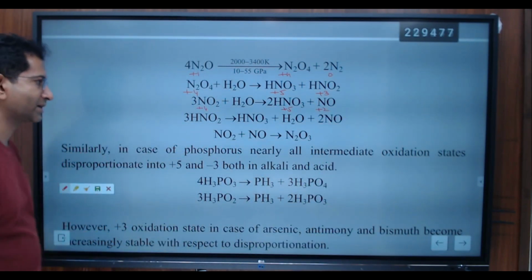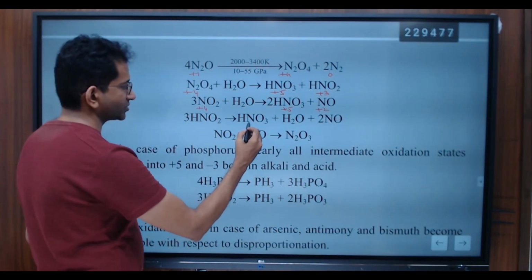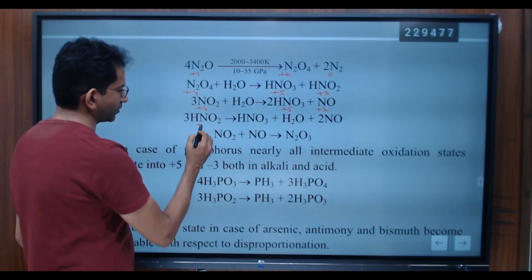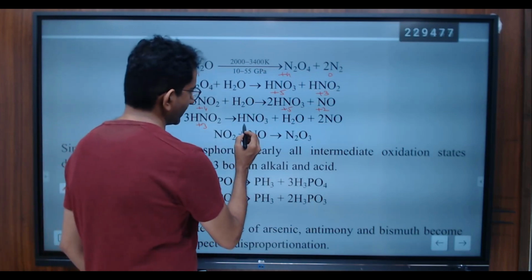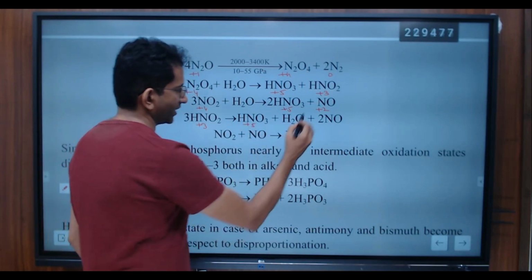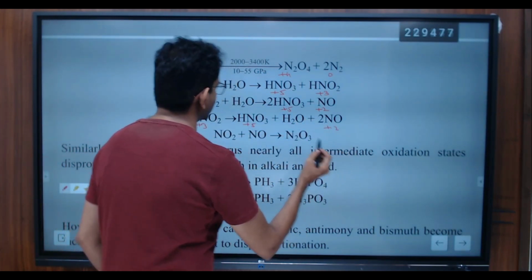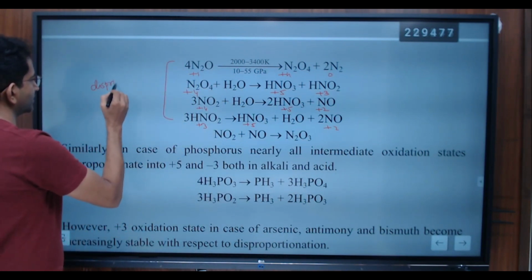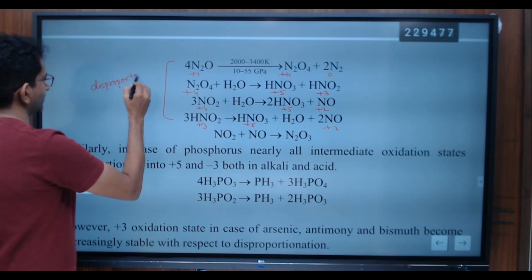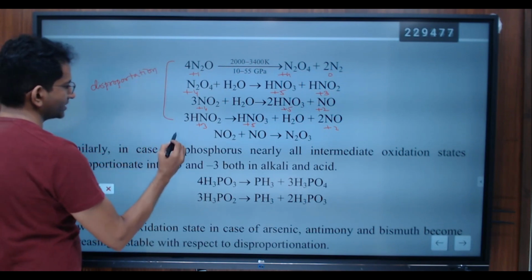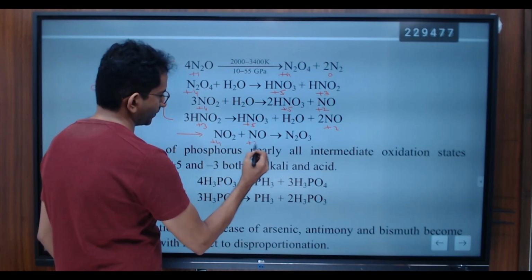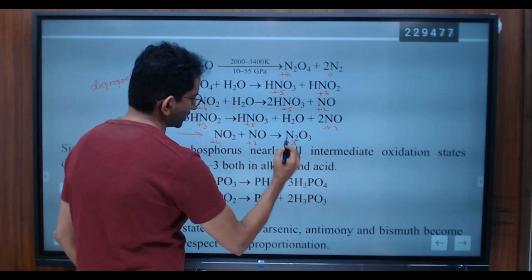Look at nitrous acid. Nitrous acid decomposes to give nitric acid, water, and nitric oxide. In nitrous acid, nitrogen is in +3 oxidation state. In nitric acid, it is +5, and in nitric oxide, it is +2. All these are disproportionation reactions. But look at this reaction, in which nitrogen is +4, nitrogen is +2, while in this nitrogen is +3.